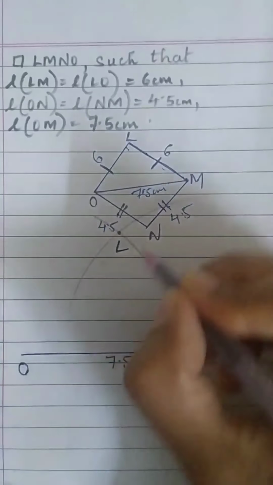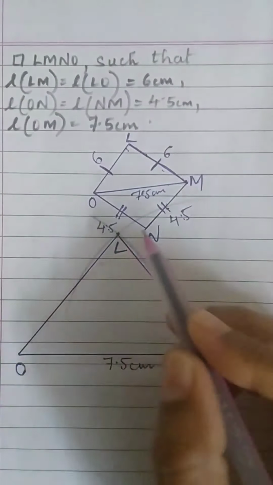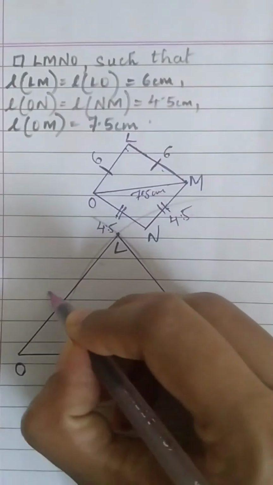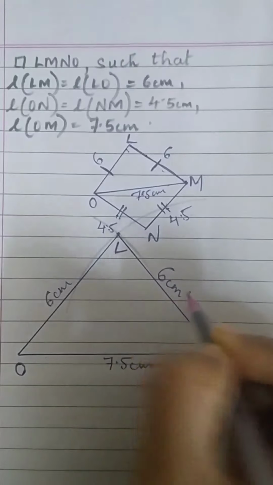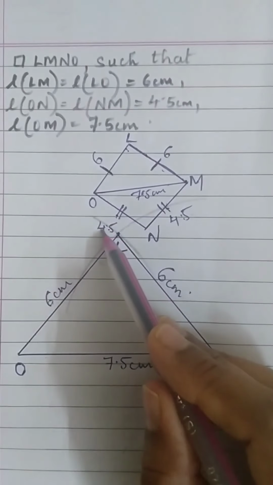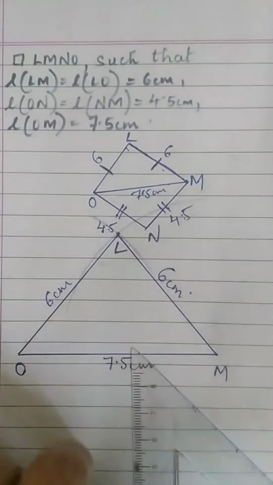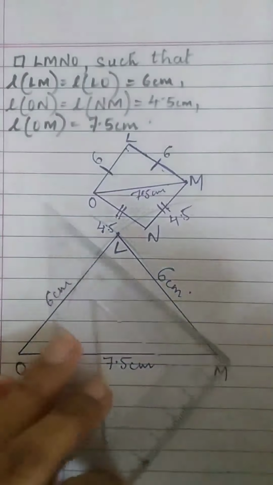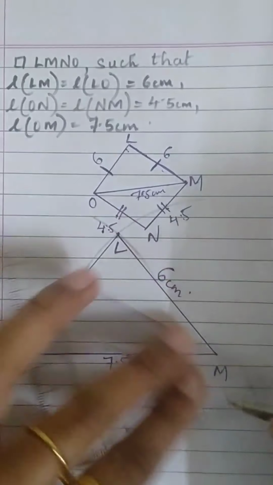Join L to O, L to M. Okay, so I joined OL and LM. Write down 6 centimeter, 6 centimeter. Such a cute triangle you got. So the upper triangle is ready. Now on your compass you will take 4.5 centimeter and repeat the same way. So take 4.5 centimeter.